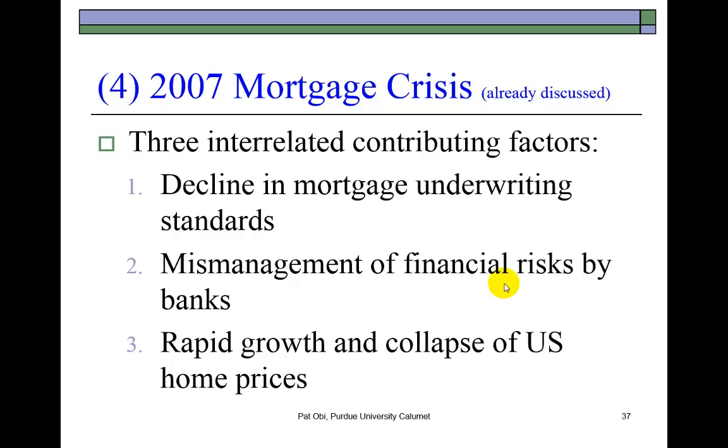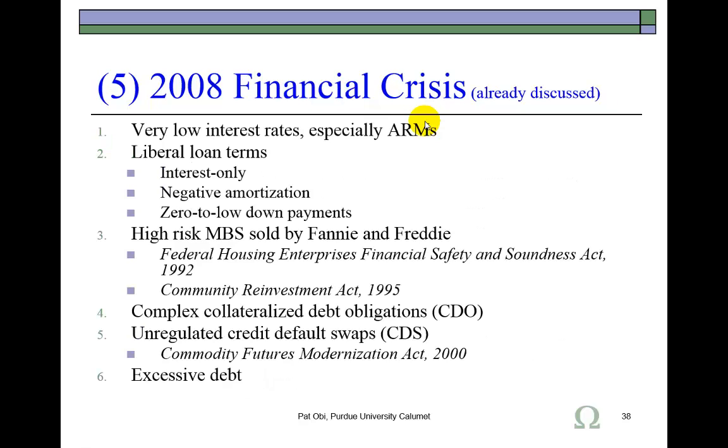We already have discussed the 2007 mortgage crisis in the previous presentation, and also we have talked about the 2008 financial crisis in the previous presentation. So, in a nutshell, these are the five major financial crises we have had in the United States since the early 1920s.